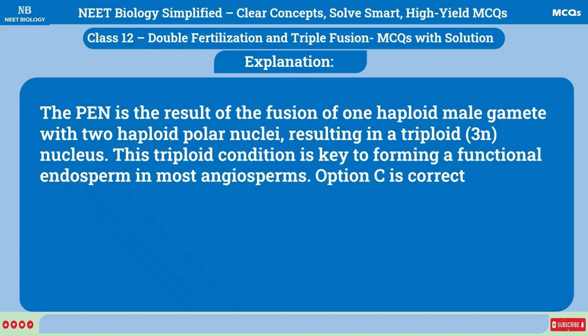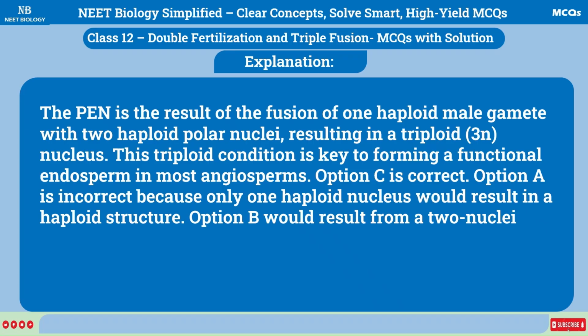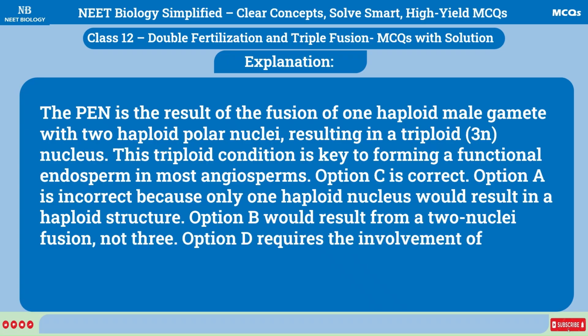Option C is correct. Option A is incorrect because only one haploid nucleus would result in a haploid structure. Option B would result from a two-nuclei fusion, not three. Option D requires the involvement of 4 chromosome sets, which is not the case here.